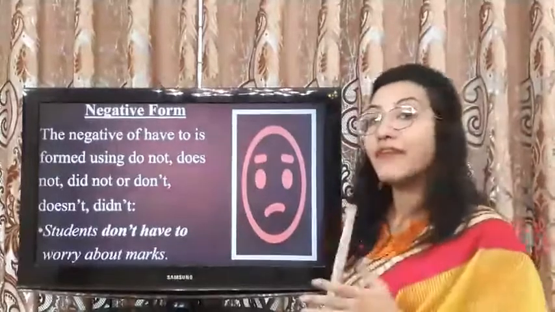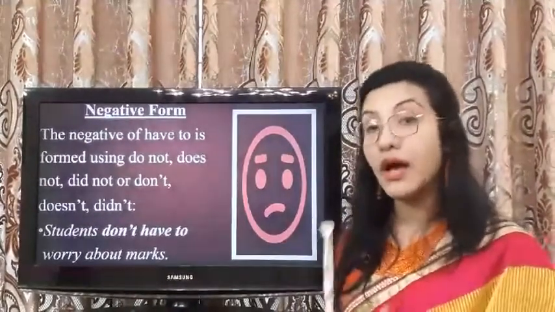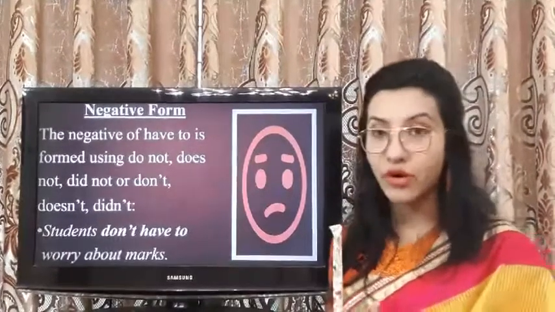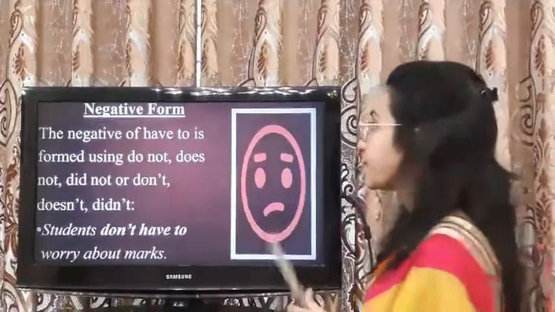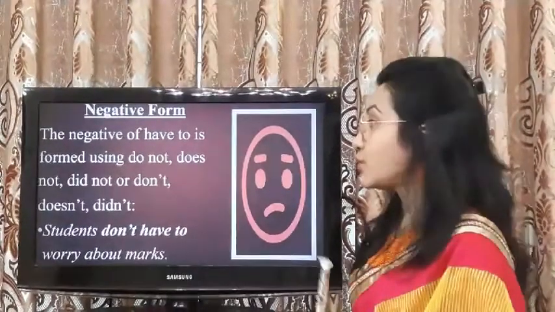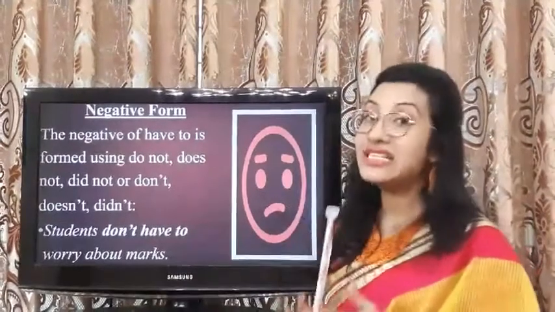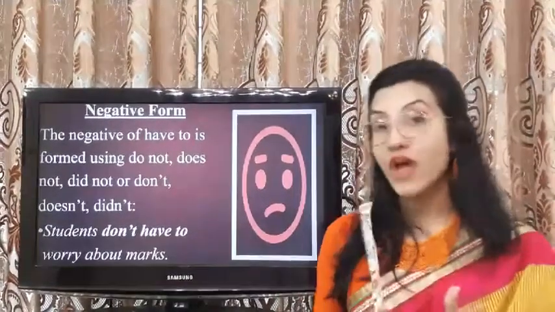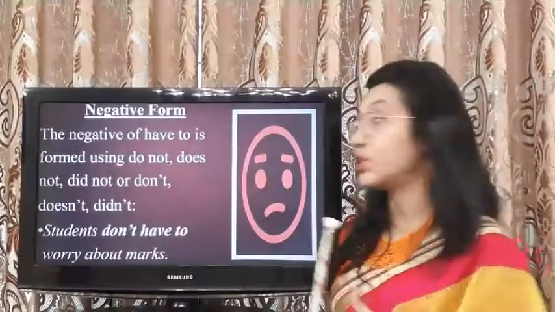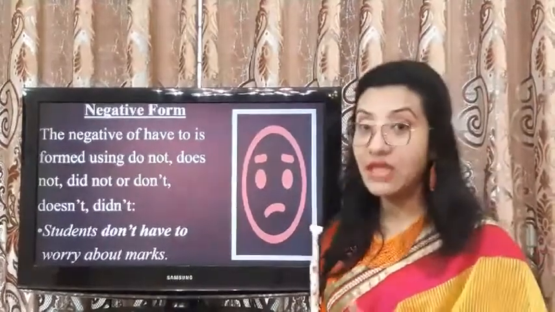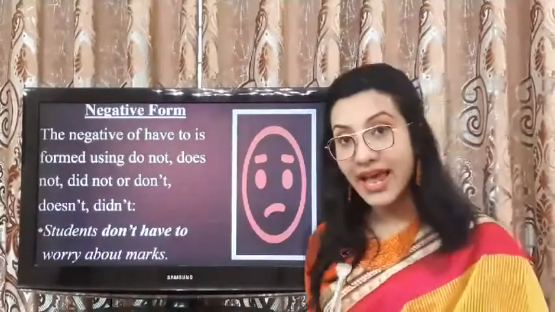Now, how have to or has to can be used in negative form. না বোধক বা না বাচক যদি কোনো আমরা বাক্য ব্যবহার করি তাহলে সেক্ষেত্রে আমরা have to বা has to কিভাবে ইউজ করতে পারি চলো দেখে নেই। The negative of have to is formed using do not, does not, did not, or if you use the contraction form or the short form, তাহলে short form এ লিখলে don't, doesn't, didn't. So this depends on the person and the tense that you're using.